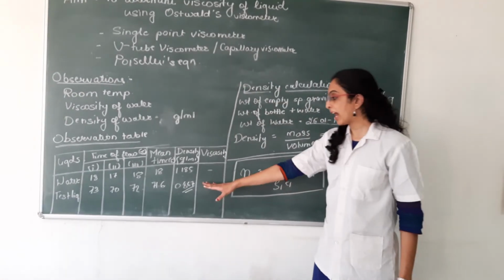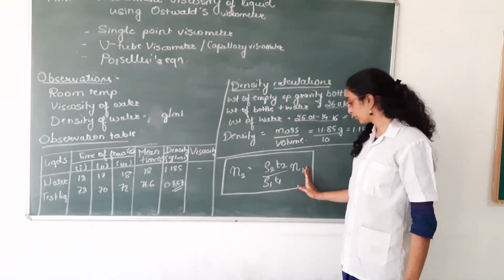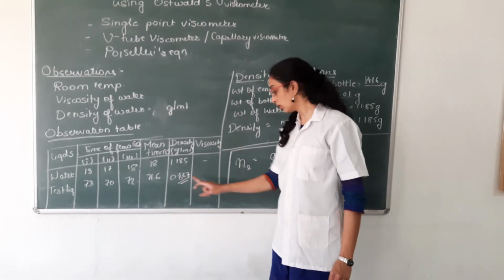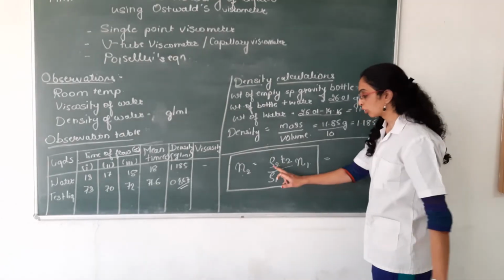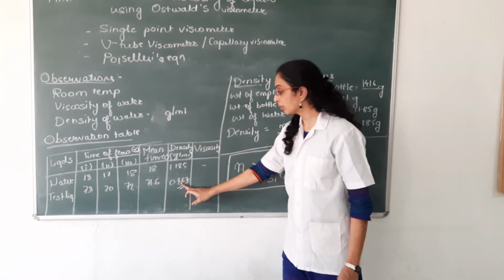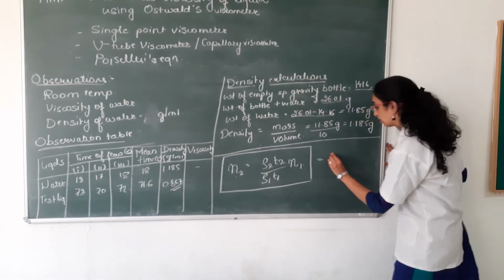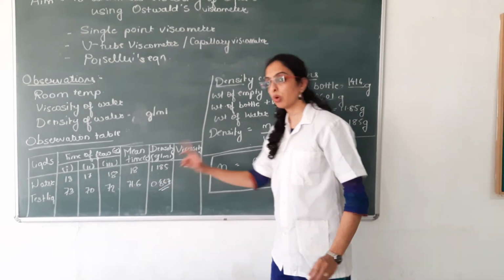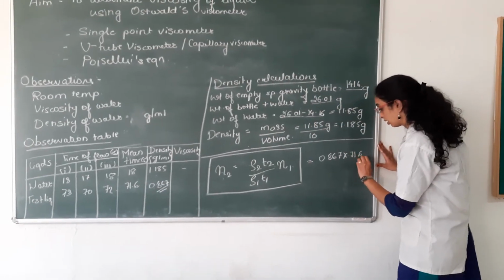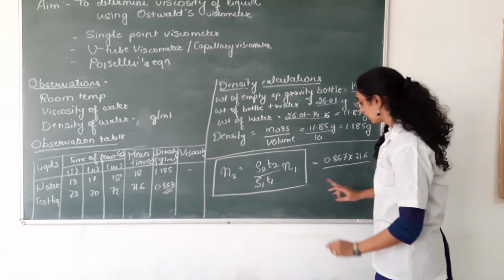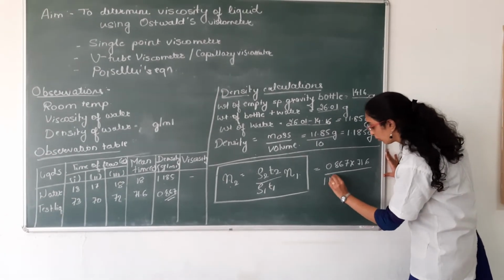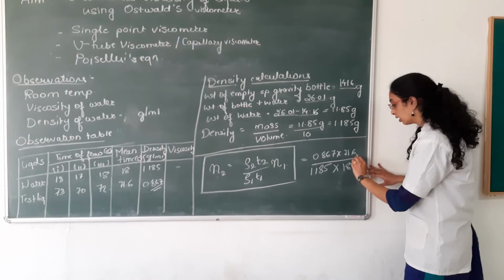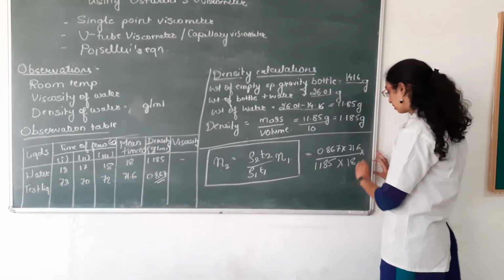So now we are going to add these values into this formula. Okay. So eta 2, that is the viscosity of the test liquid, is equal to rho 2 T2. So the density of the second liquid is 0.867 into the time of flow, 71.6 seconds, divided by rho 1 T1, that is the density of water, 1.185 gram per ml, and the time of flow is 18, into the viscosity of water, which is 1.